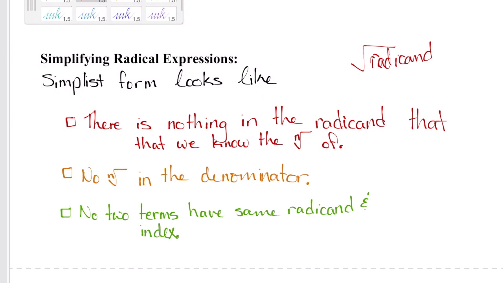We're breaking it down. There's no nth root in the denominator, so we've gotten any kind of radical out of the denominator. Any radicals in the denominator, in the bottom of the fraction, it makes it irrational. So we want those just to stay on the top, just in the numerator. And no two terms have the same radicand and index, meaning we don't have any terms that are square root of 7 and square root of 7. So x square root 7 plus x square root 7, those we would be able to combine.